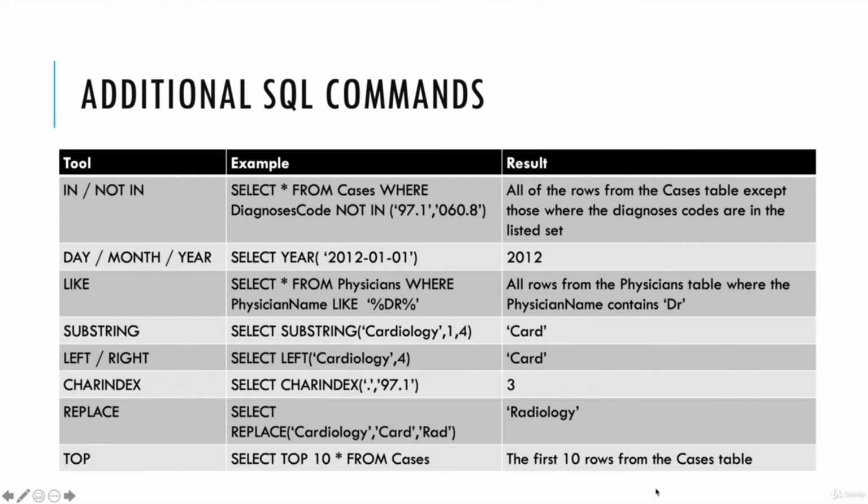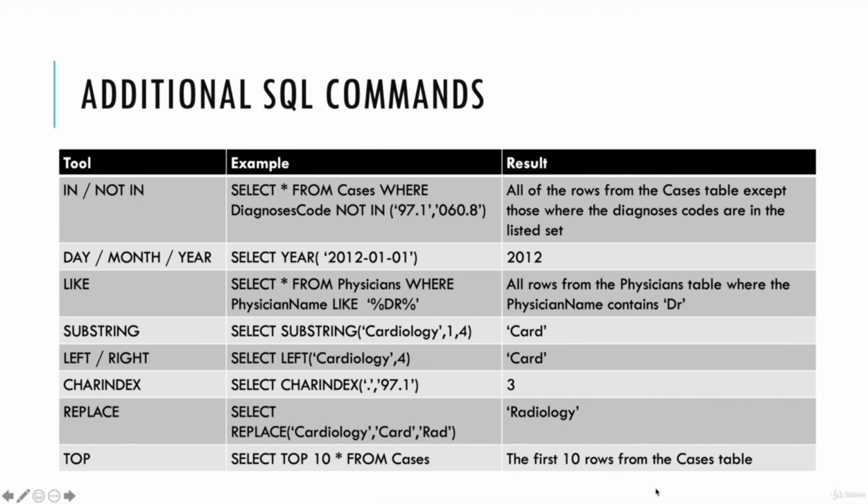Now let's talk about some commands that you can use in your queries. We're going to start with in or not in. Instead of just equals or not equals, you can use in or not in if you have a list of values that you want to evaluate against. In our example, we want to select star from cases where diagnosis code is not in 97.1 or 060.8. That will bring us back all of the results except for those where the diagnosis code is either 97.1 or 060.8.